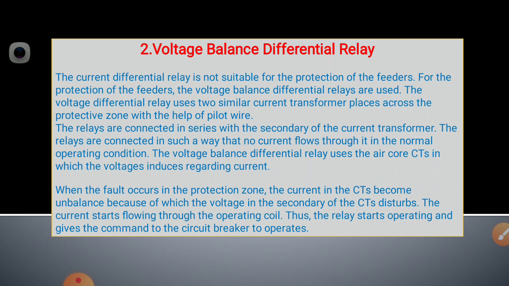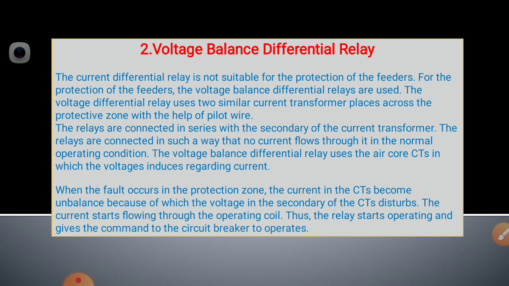So the voltage balance, the second type of differential relay, is the voltage balance differential relay. The current differential relay is not suitable for the protection of the feeders, and for the protection of the feeders the voltage balance differential relays are used.